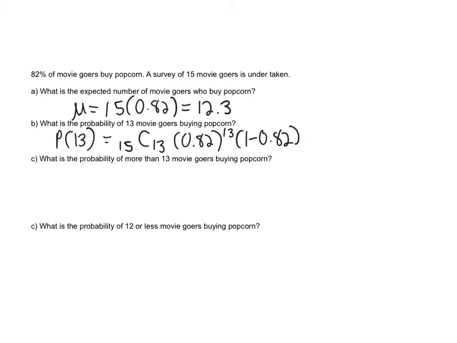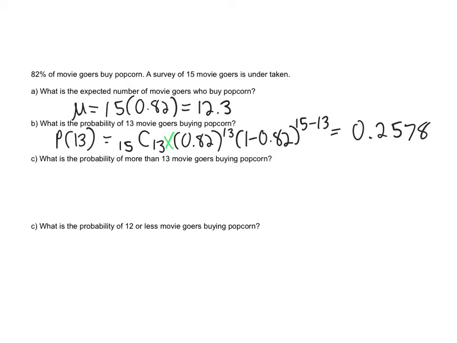Part B is what is the probability of 13 of them buying popcorn. So for this, we can use our binomial formula. And we've calculated it to be a probability of 0.2578. Now, one thing when doing these calculations, in your calculator, you're probably going to want to put a times symbol there, else you will probably get a wrong answer.